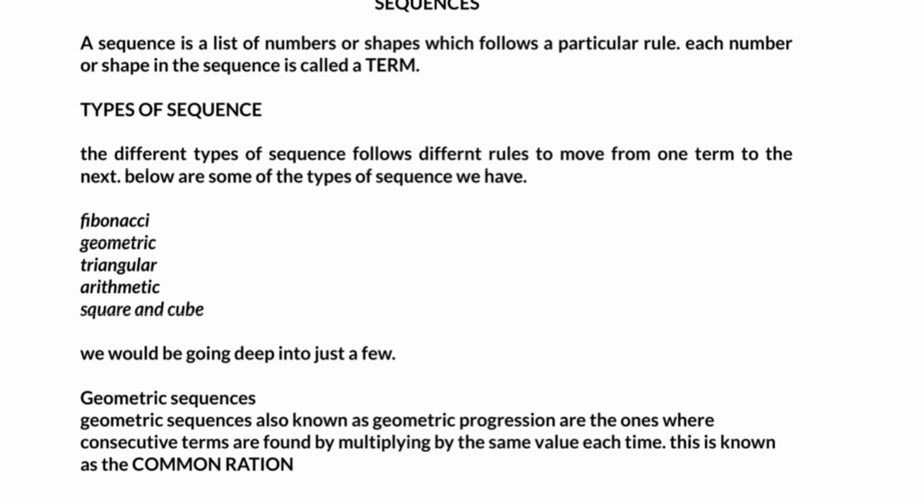The geometric sequence, also known as geometric progression, are the ones where consecutive terms are found by multiplying the same value each time. This is known as the common ratio. Now we go to the next slide.